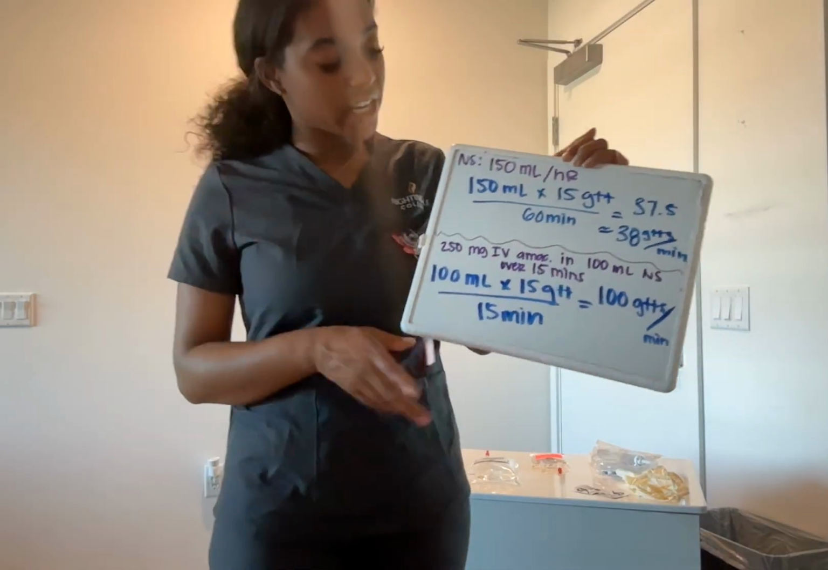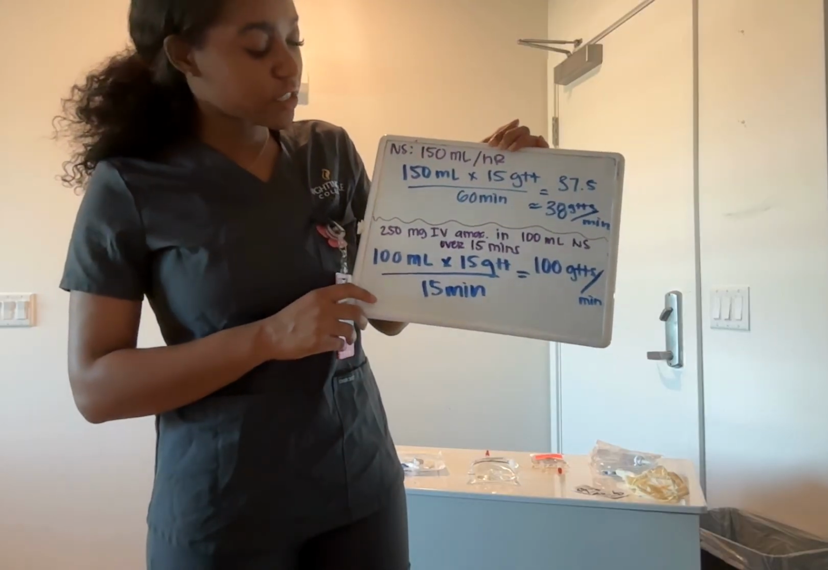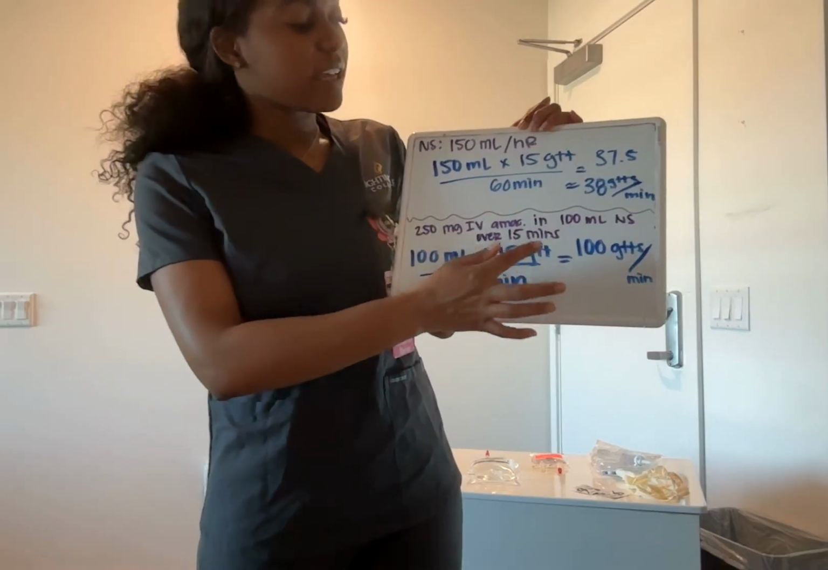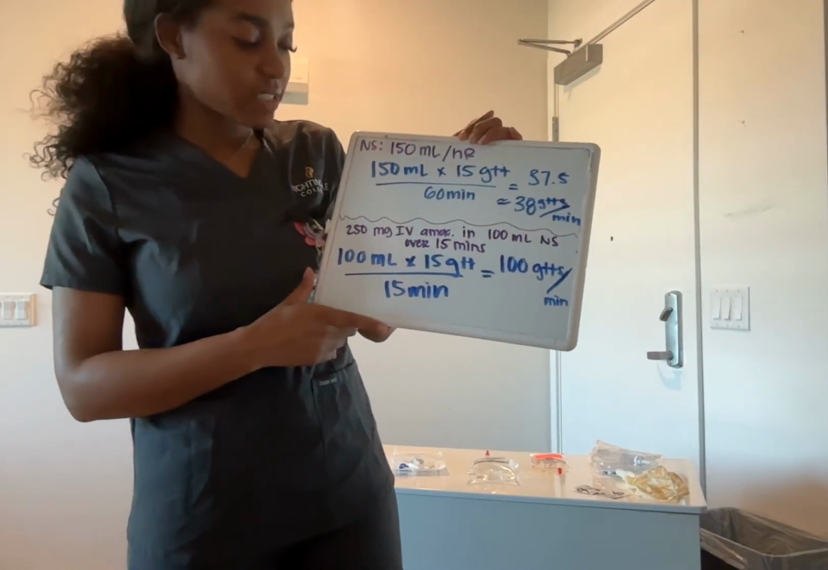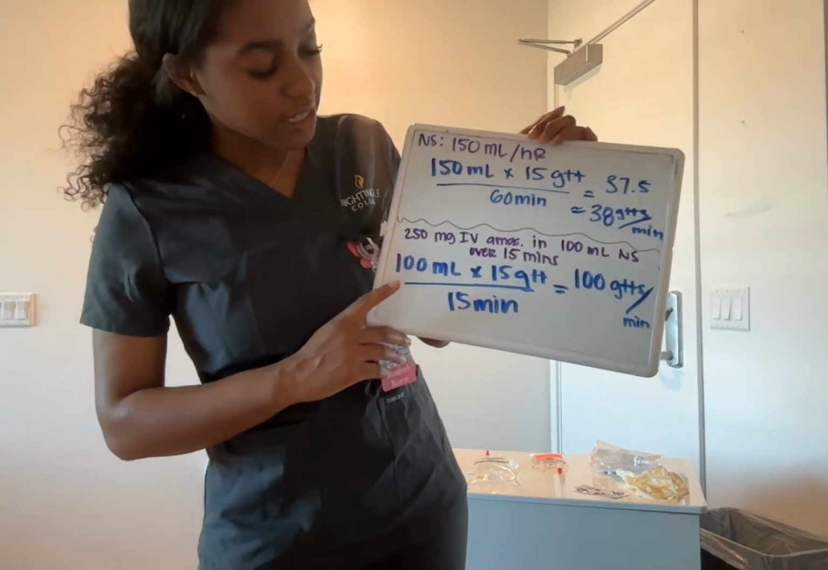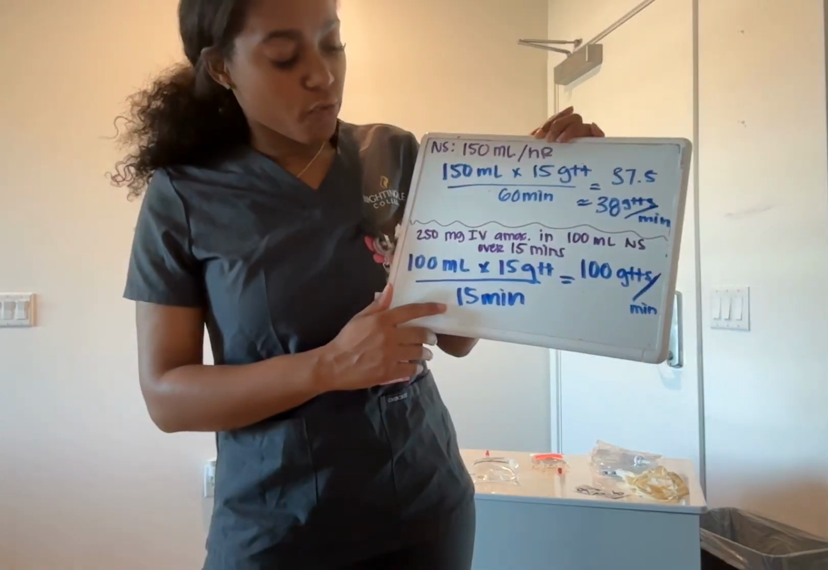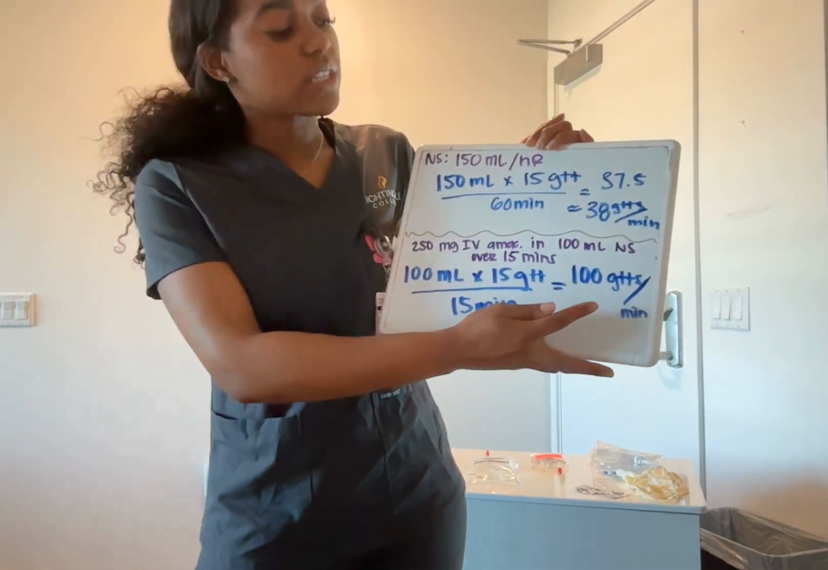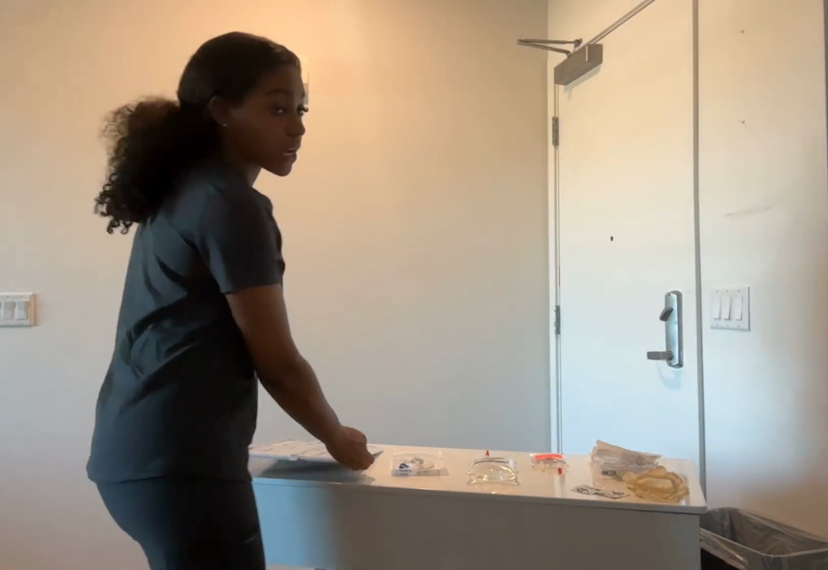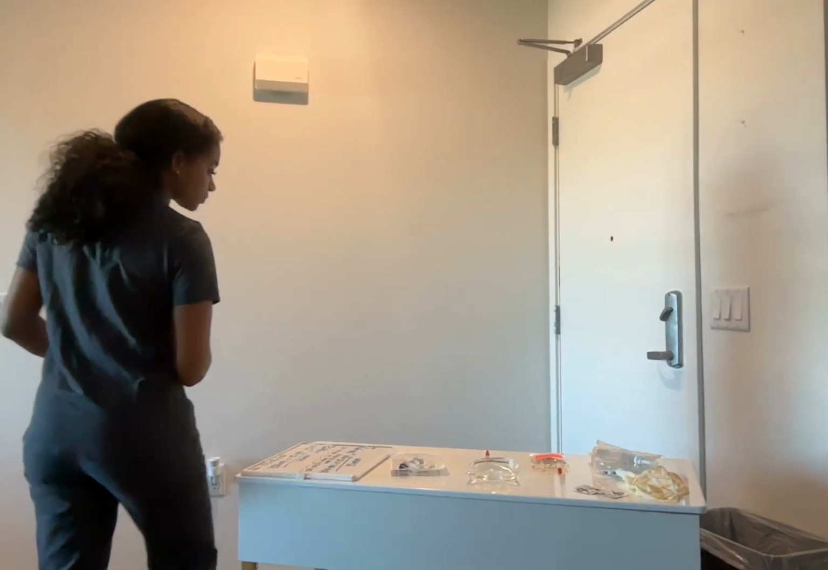So that's our answer. And then our second provider order is 250 milligrams IV of amoxicillin in 100 milliliter nasal saline over 15 minutes. So my calculations is 100 milliliters times 15 drops over 15 minutes equals 100 drops per minute. And this is what I'm going to be basing our procedure off of.